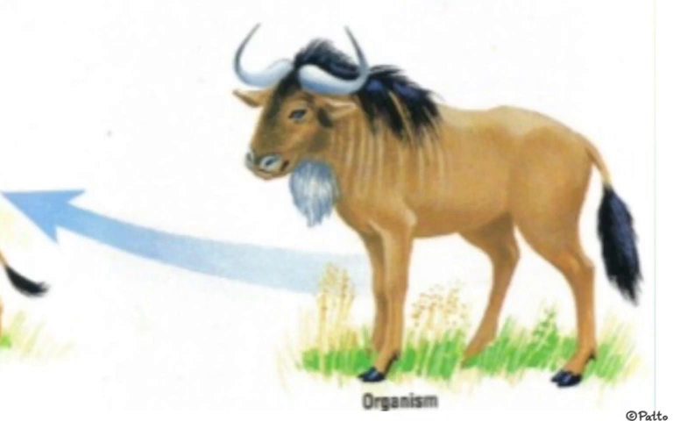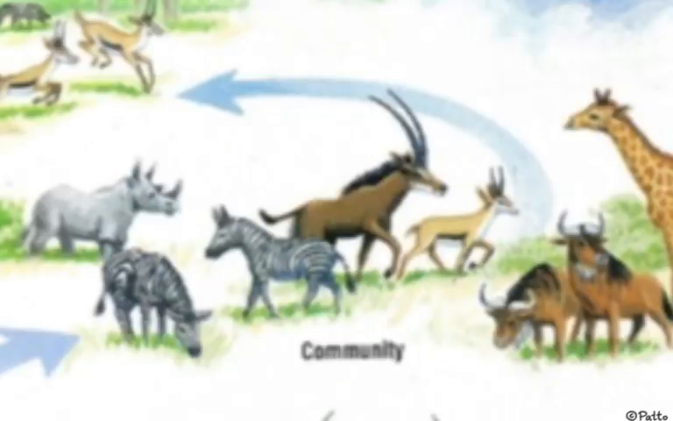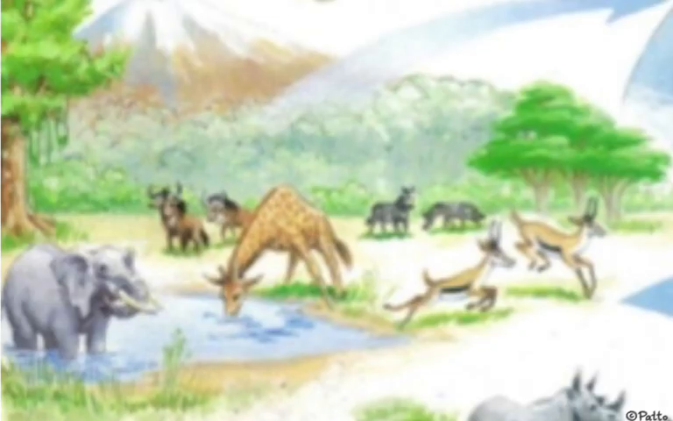So here you have an image that puts this idea together. Here we have an organism, one individual, a bunch of them living together. These gnus here, they're going to be making a population. And here we have not only the gnus, but you have giraffes and gazelles and antelopes and rhinos. So we have a community, many species making many populations of different species living together. This is the community.